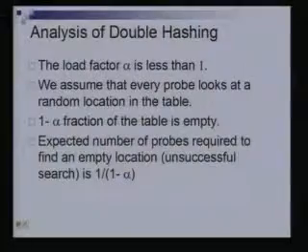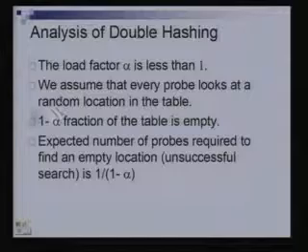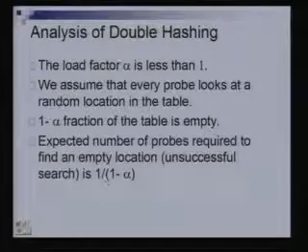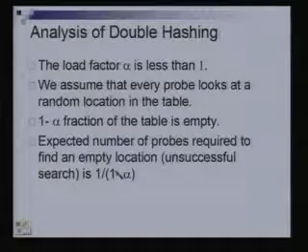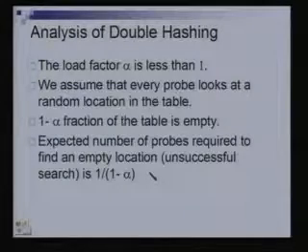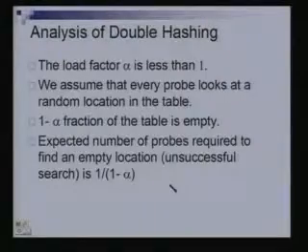So if 1 minus alpha fraction of the table is empty, then in an expected sense, 1 over 1 minus alpha probes are required before I hit an empty location and declare it to be an unsuccessful search. Yeah, so this is the expected number of probes required for an unsuccessful search.